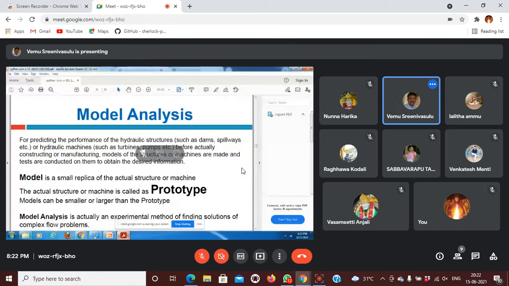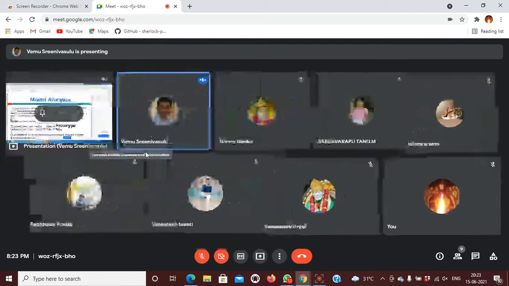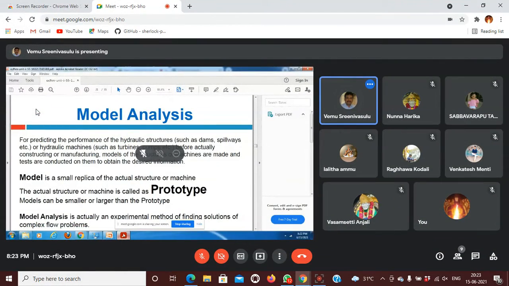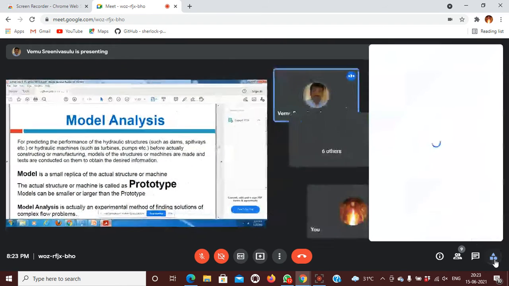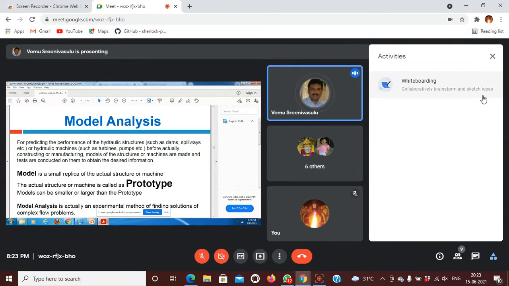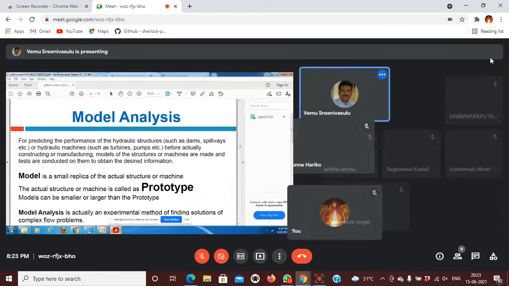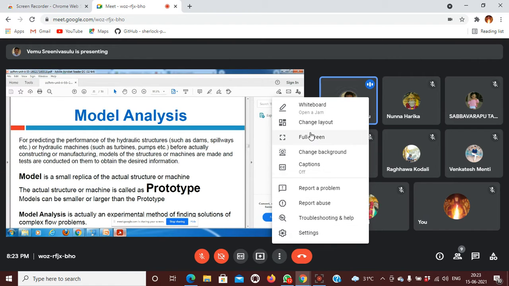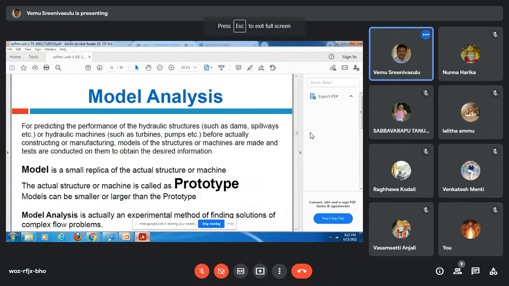We do all types of analysis on the model at our laboratory, and then those results will be extended to the prototype. The actual structure is called the prototype. So the model is like if you take a photograph of a dam, that will be captured in, let us say, 10 centimeter by 10 centimeter, right?